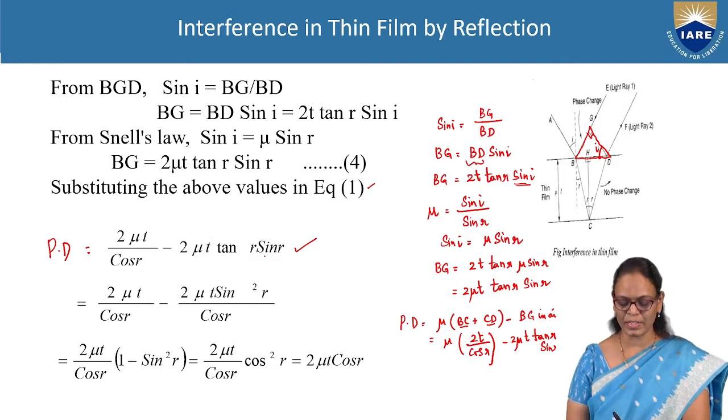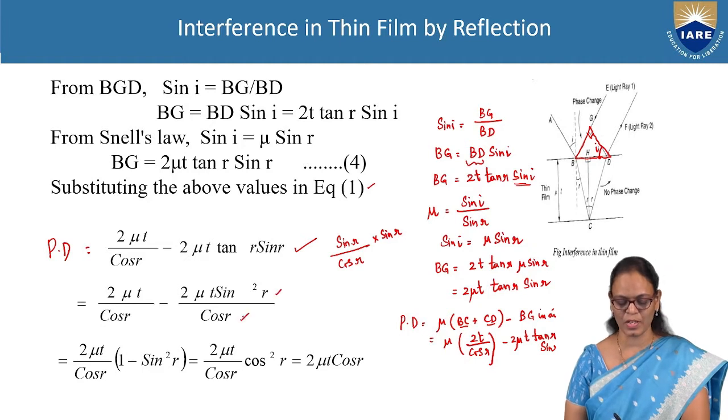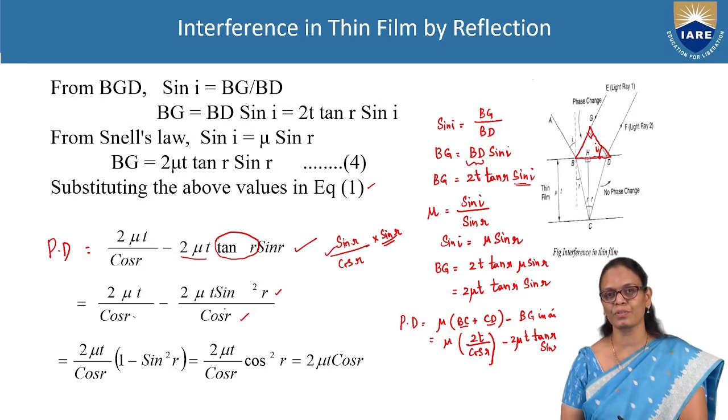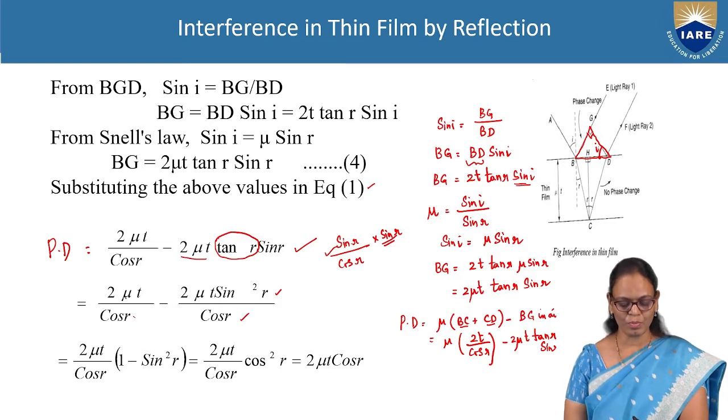Now we are going to simplify this because we know tan r is equal to sin r upon cos r, into sin r we have. So sin r into sin r is sin square r upon cos r. So we have 2 mu t, and instead of tan r we have substituted sin r by cos r multiplied with sin r. In both the terms, whatever is common, we are going to take it out. So 2 mu t in the numerator is common and cos r in the denominator is common, so we take out 2 mu t upon cos r as common.